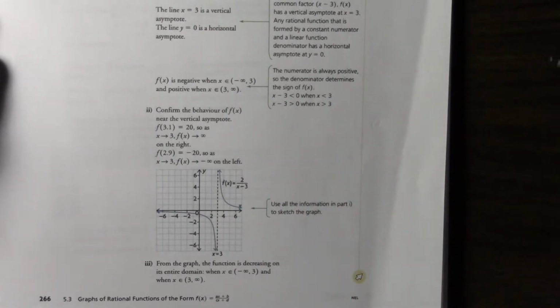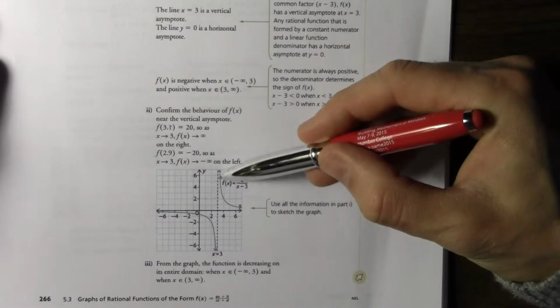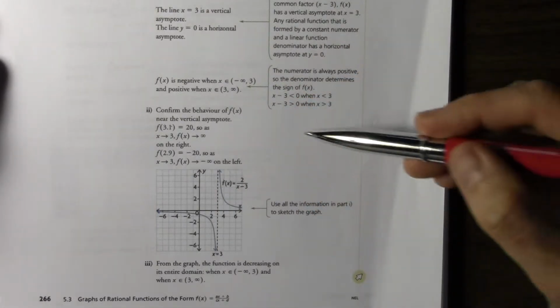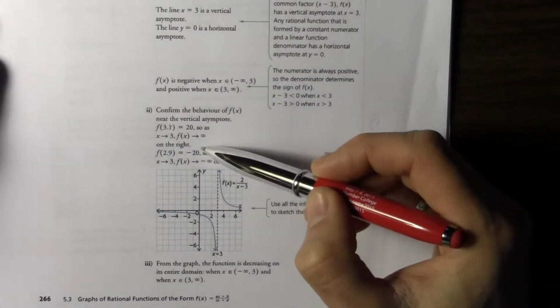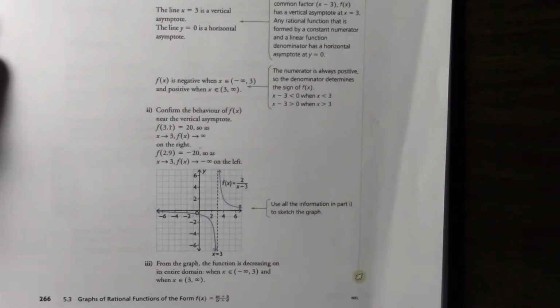Okay? But it's still important that you guys know how to figure this out. And it's just by plugging in values close to the vertical asymptote. Okay? So they plug in 3.1 and they're going from this side and they get 20. So they know that it has to be going up. Okay? They plug in 2.9, so we're on this side of the line, and we get a really negative number, so we know it's going down here. Okay, any questions?